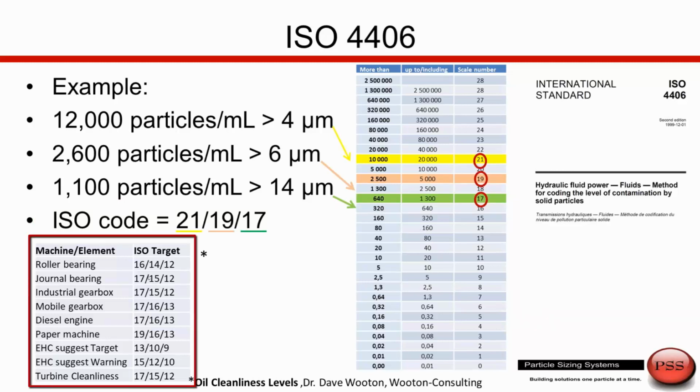What I show here in the lower left are some suggestions which come from Wooten Consulting. These are machines or elements within machines, and it says, for this kind of element, what are the ISO target levels? So for instance, for a diesel engine, we would like to see code 17/16/13. So these are the numbers we'll focus on when using ISO 4406. But as I will mention later, there are other standards as well. And the reporting of this 4406 and other standards is automated in our software.